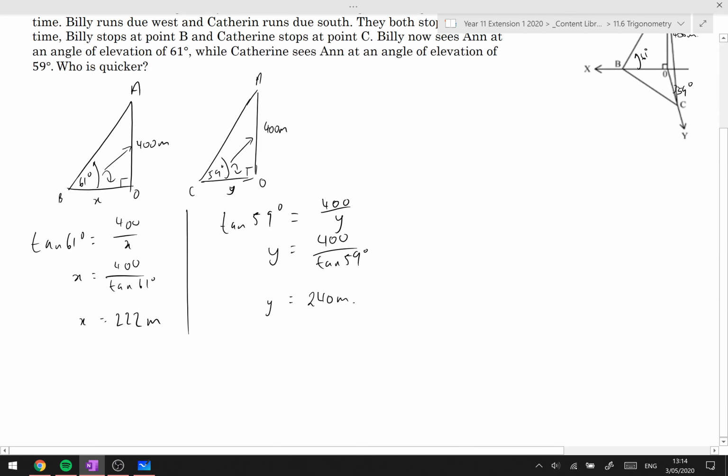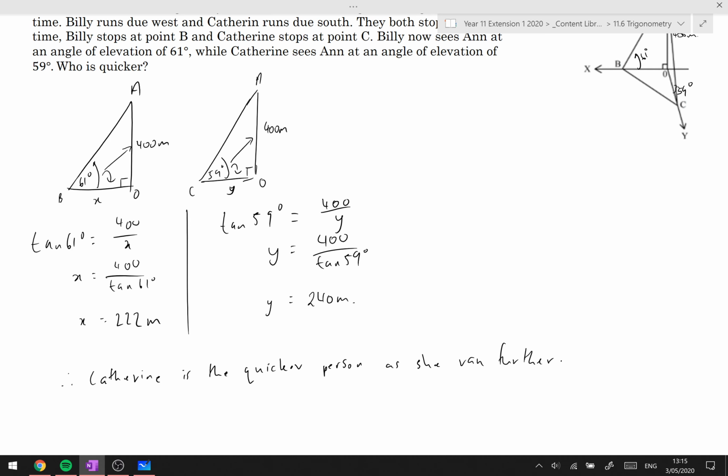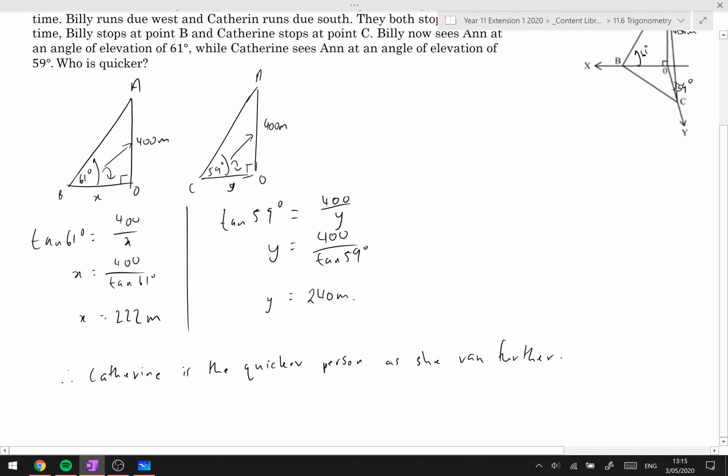Now, because it's a 3D trig problem, we have to write a sentence. Therefore, Catherine is the quicker person, as she ran further. And that'll do. So there's our first example done of a 3D trig problem. Most of them are like that. Just draw out your triangles, use your regular trig ratios, and solve it for those. Okay, I'll see you guys in the next one.